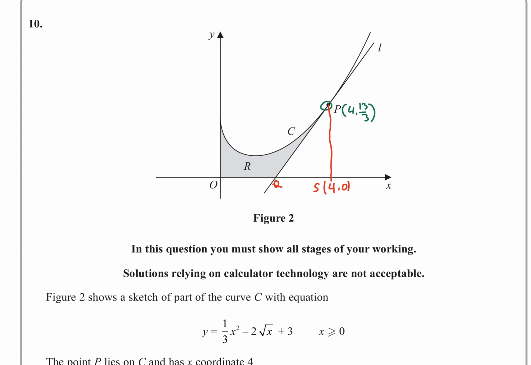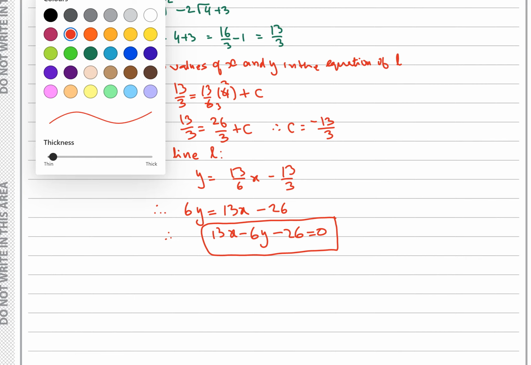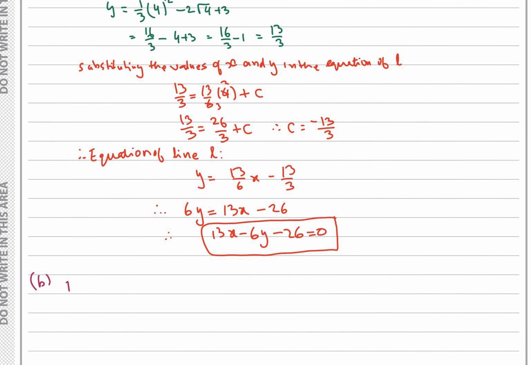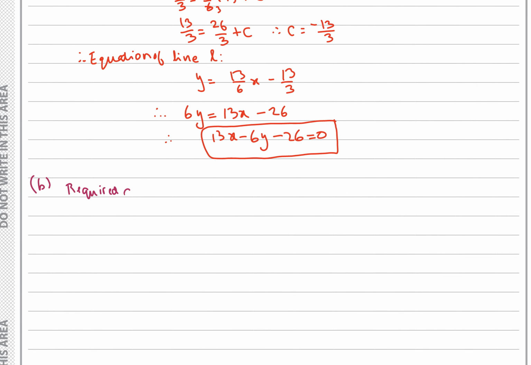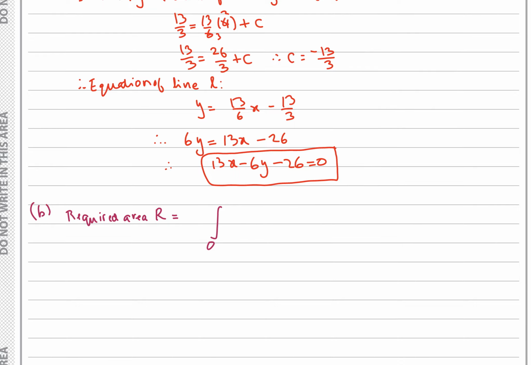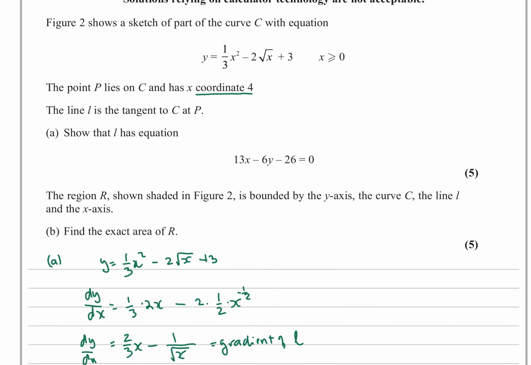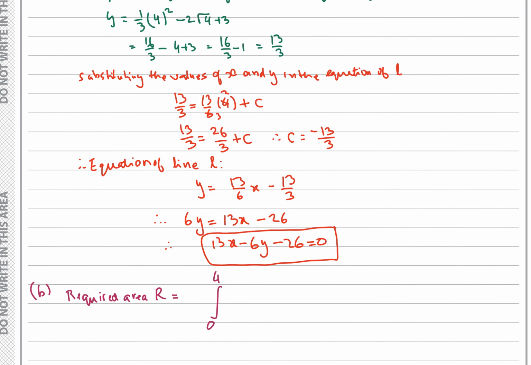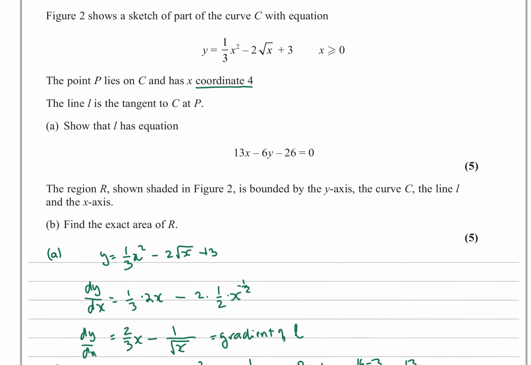would be the integration within 0 to 4. So for part B, the required area R is equal to, we're going to integrate from 0 to 4 the curve, so that is 1 over 3 x squared minus 2 root x plus 3.